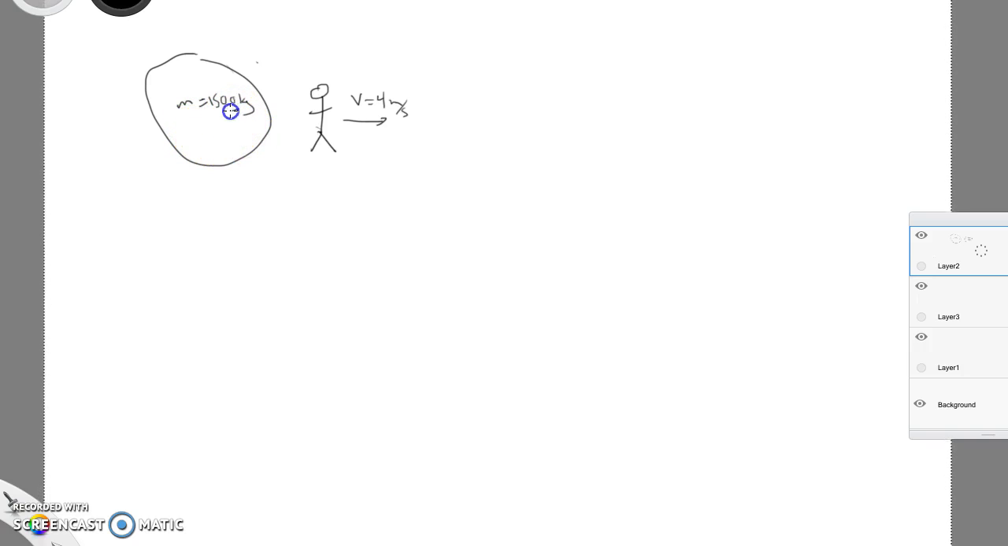Okay, so we're going to kind of recreate this scenario, and let's say that this boulder is rolling towards him. Let's say it has a mass of 1,500 kilograms, and he's running just fast enough to get away from it. So we'll say that his velocity is 4 meters per second, and so the translational velocity of the boulder would also be 4 meters per second. Okay, but before we solve it, let's just get some context real quick.